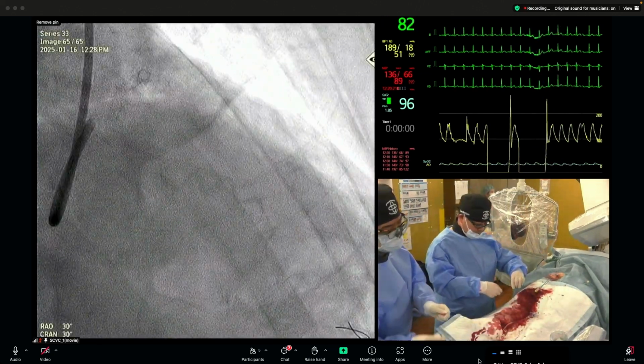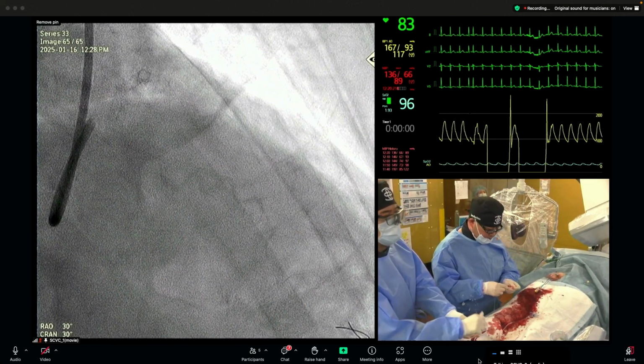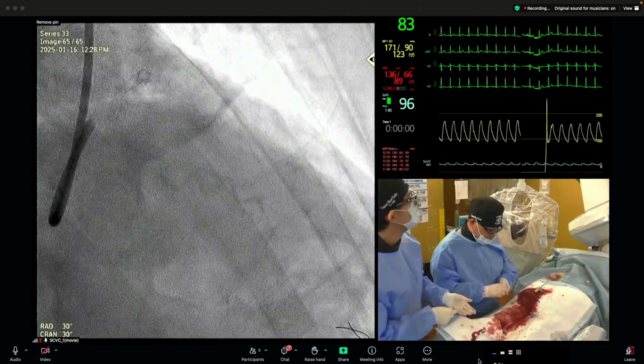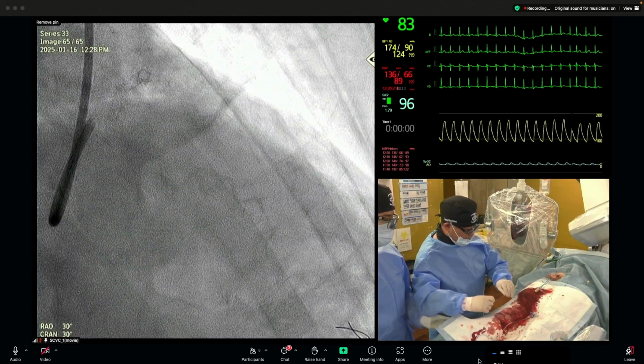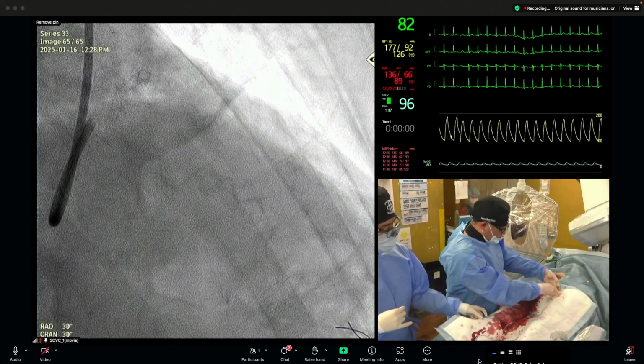What do you think about that? Of course, I know you are a specialist of rotablation, and you can make a very big round shape of the stent. What do you think about that?